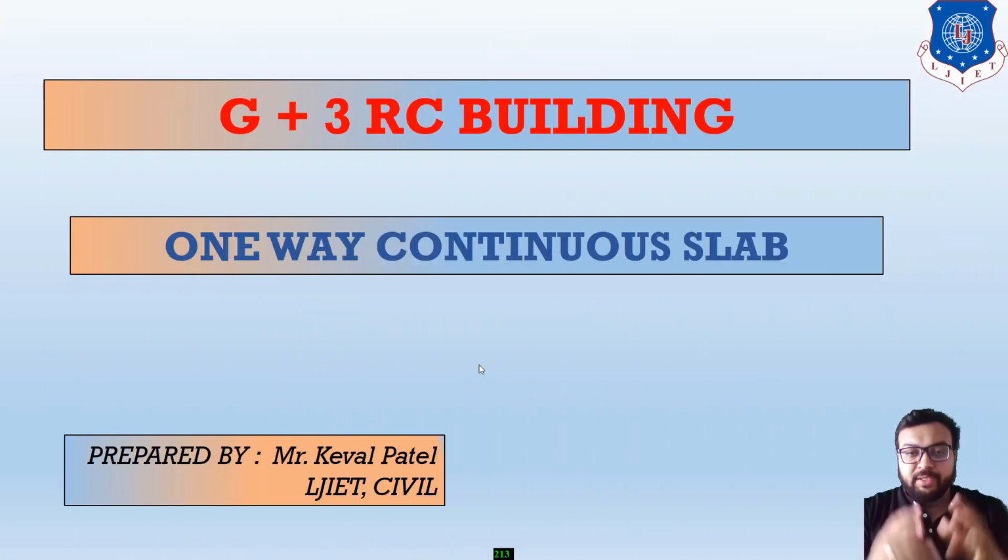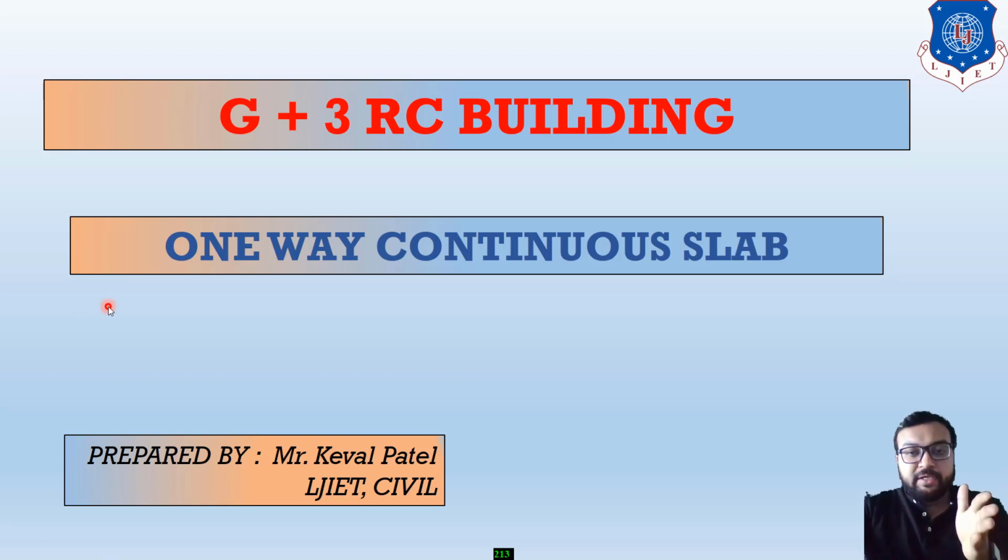Students, this is the second lecture of our one-way continuous slab. It was already discussed in our last lecture what the difference is between a simply supported slab and a continuous slab. After that, we discussed at which step there is a major difference between the continuous slab and the simply supported slab. And after that, we discussed our step number 1, which is to find the effective depth.